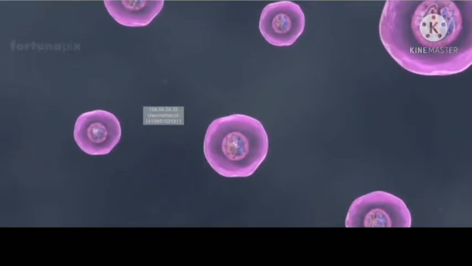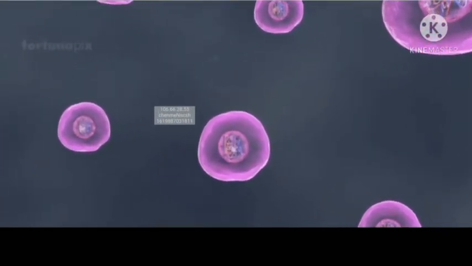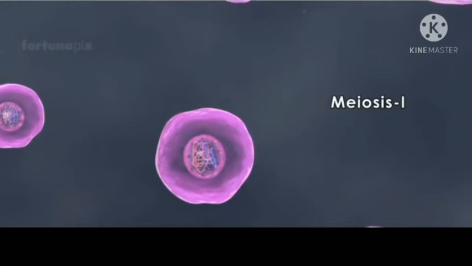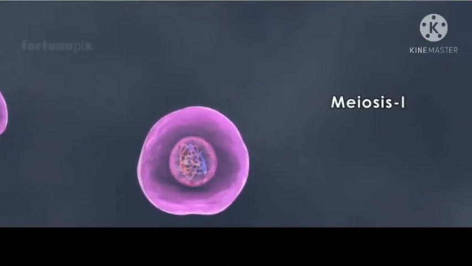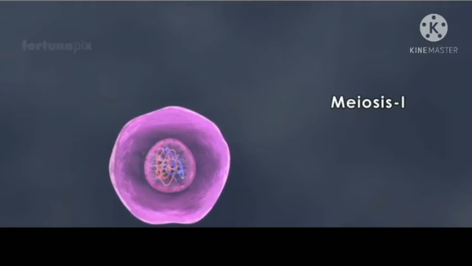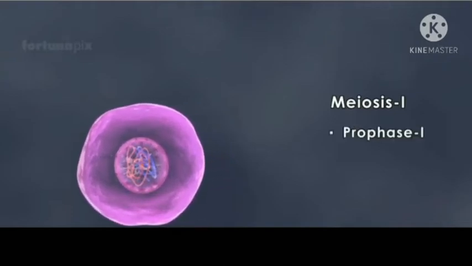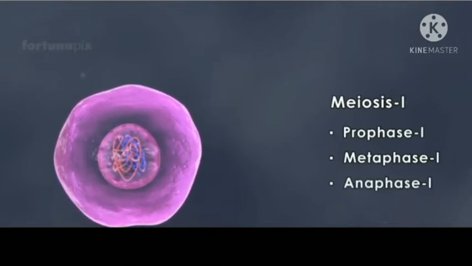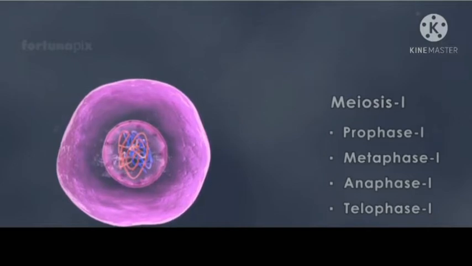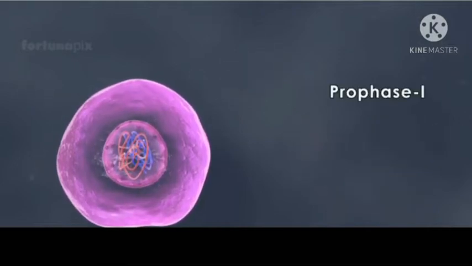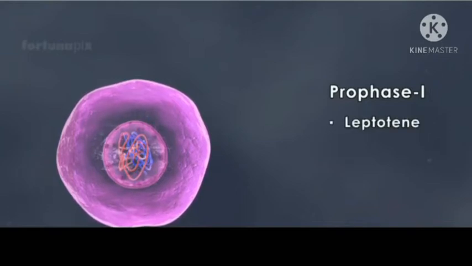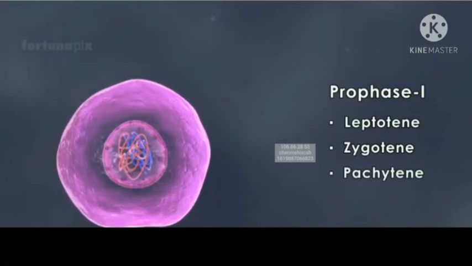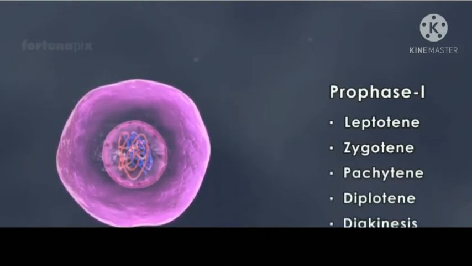Meiosis involves 2 successive nuclear divisions, Meiosis 1 and Meiosis 2. In this session, we shall learn about Meiosis 1. In Meiosis 1, there are 4 stages, namely prophase 1, metaphase 1, anaphase 1, and telophase 1. Prophase 1 is the longest and is further divided into leptotene, zygotene, pachytene, diplotene, and diakinesis.